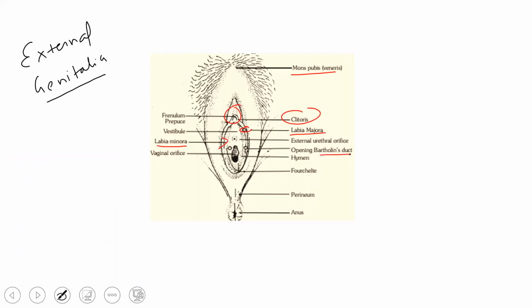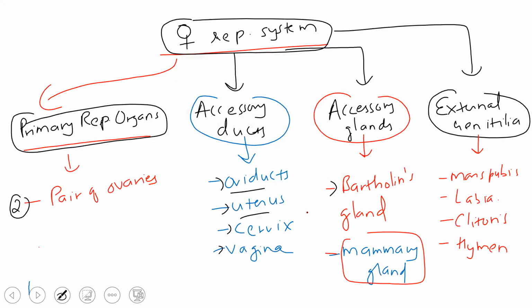There is the opening of Bartholin's duct, you see. This part is the hymen, and there is the vaginal orifice, where penis penetration happens during sexual intercourse. And then there is the anal part. So this is the external female genitalia, which is what we have classified.